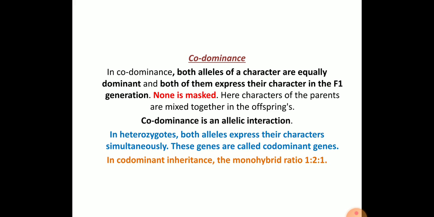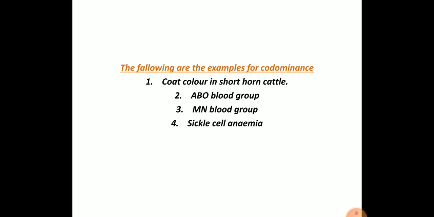That can't happen here. Here, both will be acting as dominant, so that is how we call it codominance. Codominance is an allelic interaction. In the heterozygote, both alleles express their character simultaneously. These genes are called codominant genes. Examples are the coat color in shorthorn cattle, ABO blood groups, MN blood groups, and sickle cell anemia.